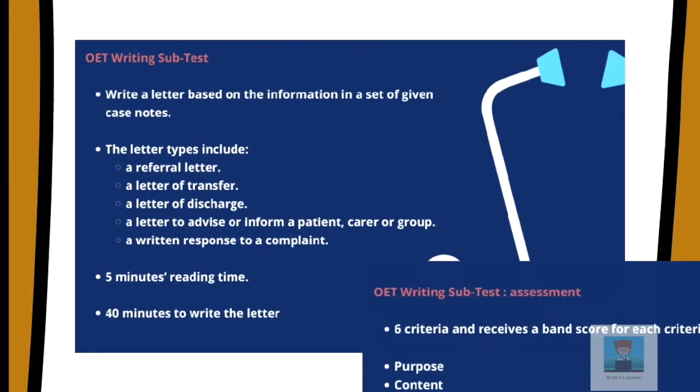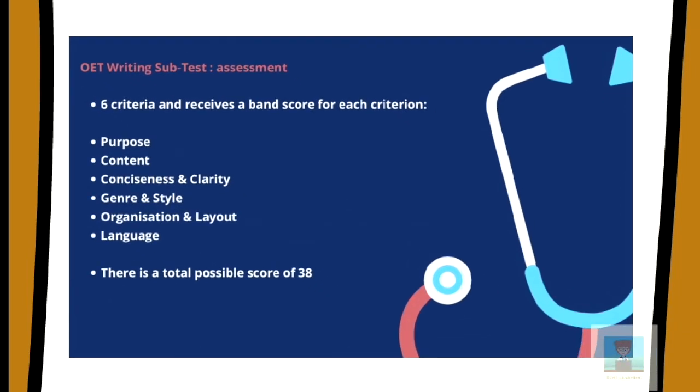How is it assessed? Performance is scored against 6 criteria and receives a band score for each criterion. Purpose, whether the purpose of the letter is immediately apparent to the reader and sufficiently expanded in the course of the letter. Content, whether all the necessary information is included and accurate for the reader. Conciseness and clarity, whether unnecessary information is omitted so that the letter is an effective summary for the reader. Genre and style, whether the register, tone and use of abbreviations are appropriate for the reader. Organisation and layout, whether the letter is organised and well laid out for the reader.